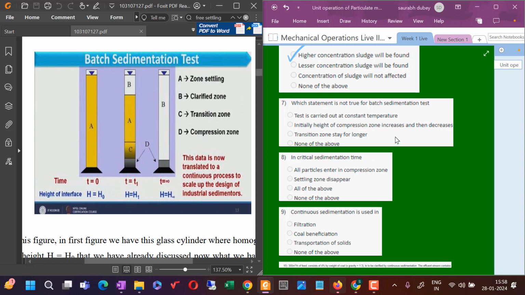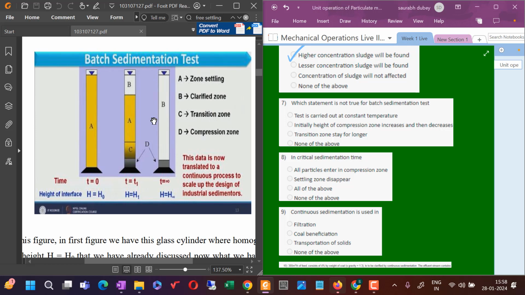Here, the test is carried out at a constant temperature. This is correct, because density and everything depends on the temperature. Usually this sedimentation process should be done at a relevantly adequate temperature, not a very low temperature, because at a low temperature viscosity is very high, and if the viscosity is very high, then the rate of sedimentation will be very low.